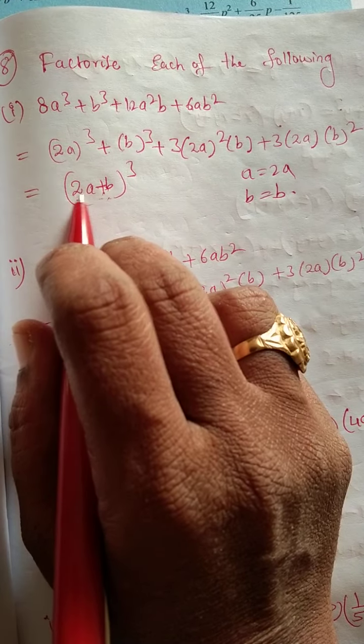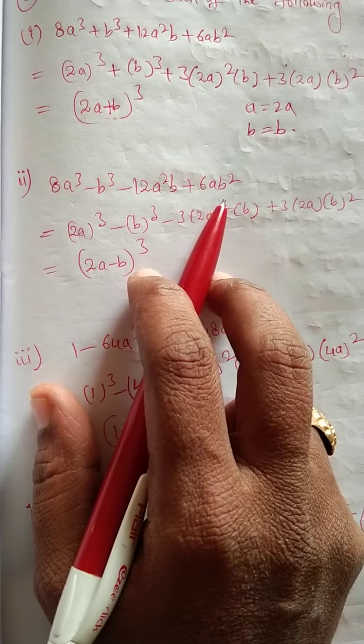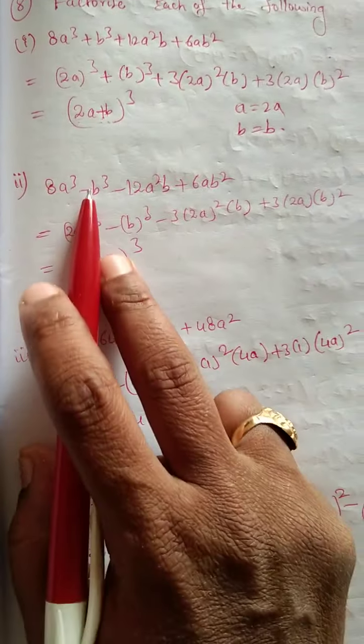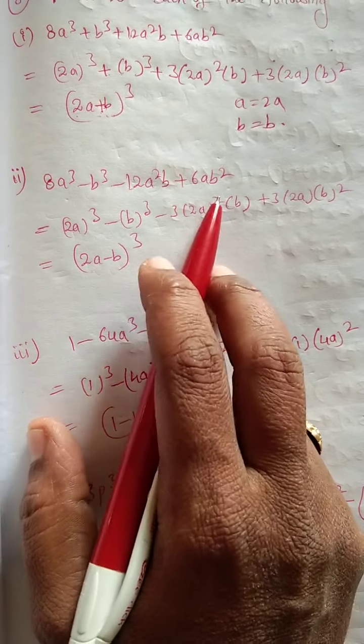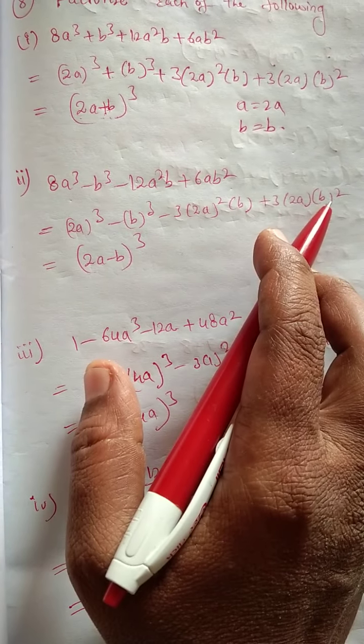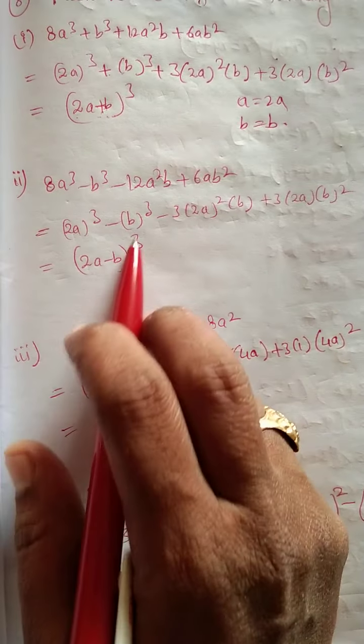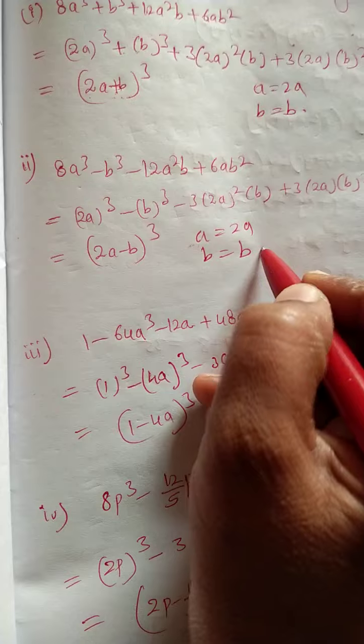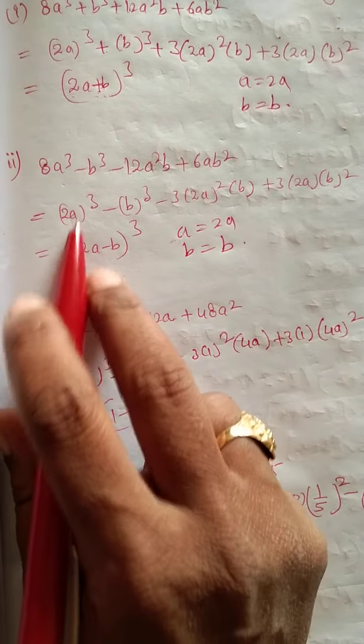Next, this is also the same manner. Here plus is there, here minus is there. Very simple. It is in the form of a cube minus b cube minus 3a square b plus 3ab square. This is the (a minus b) whole cube formula, where a is equal to 2a, b is equal to b only. Very simple.